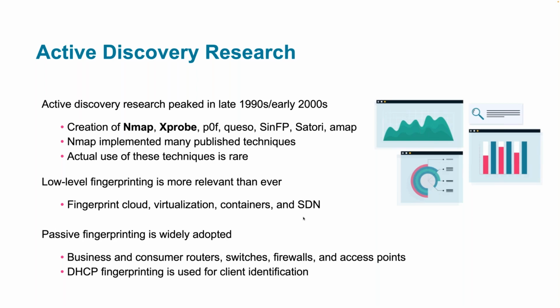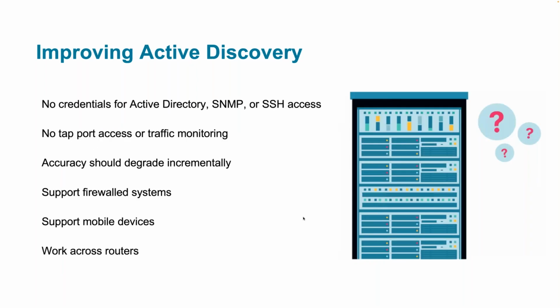So of course you can also improve the active discovery. So in conclusion, if you need something usable and effective for asset discovery nowadays, we need something where no credential is required for AD, SNMP or SSH, and no network mirroring is required. We have pretty good accuracy on the detection or fingerprinting of devices, and we support wired systems, mobile devices, and it even works across routers or network segments. So that's why we have runZero.